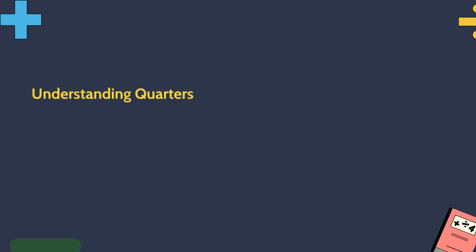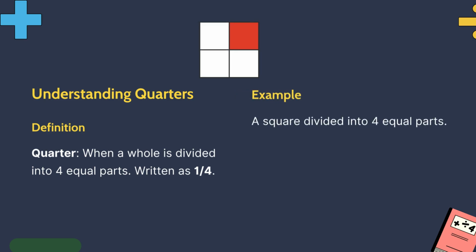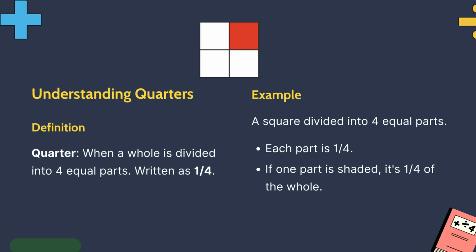Now, let's move on to quarters. A quarter is when a whole is divided into four equal parts. For instance, if we divide a square into four equal parts, each part is a quarter. If one part is shaded, it represents a quarter of the whole. It's important to note that all four parts must be equal in size.